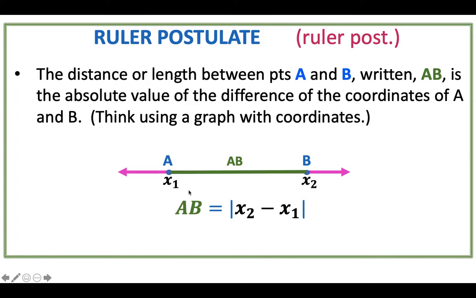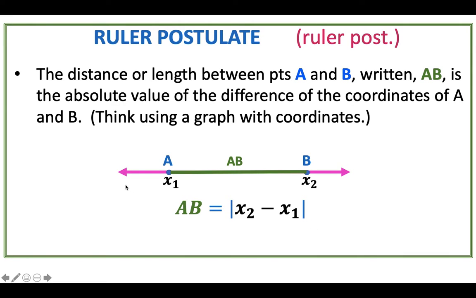So it really doesn't matter which one is x1 and which one is x2, but it does matter that you recognize that this is x subscript 2, meaning this is the second x, and this is x subscript 1, meaning this is the first x. A could have just as easily been x sub 2 because it doesn't matter which order this is in because of the absolute value signs.